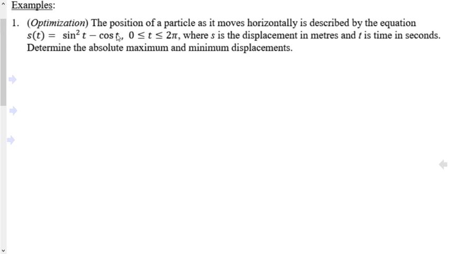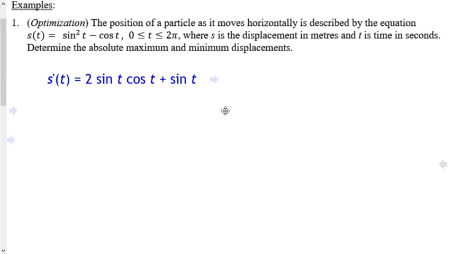Suppose we have the position of a particle. It's moving horizontally, and its position is described by this s of t function, sine squared of t minus cos t, over this domain from 0 to 2 pi. So s is the displacement in meters, and t is the time in seconds. We want to determine the absolute minimum and maximum displacements. So what's the farthest that our particle gets away from the position of 0?